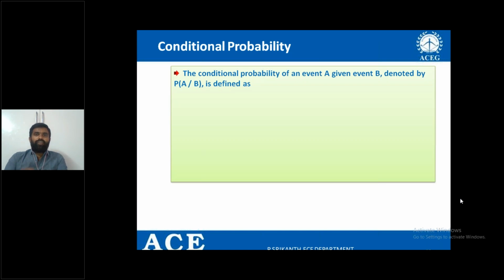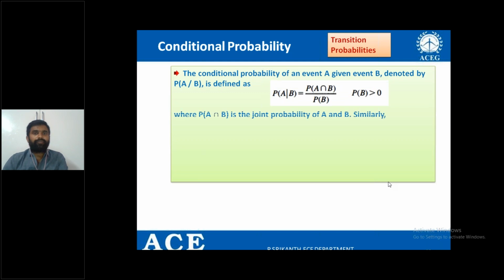So in that way you can define the conditional probability, and mathematically you can define it as P of A given B equal to P of A intersection B by P of B, where P of B greater than 0. In the last session we have seen what P of A intersection B is. P of A intersection B is nothing but the joint probability of A and B.